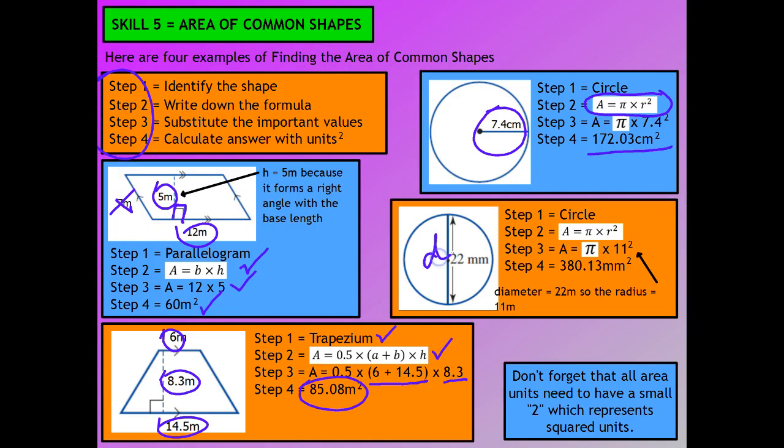In our last example with a circle, we've got a bit of a problem because 22 millimeters is actually the diameter because it's going all the way across the circle, but our formula wants the radius. The diameter equals 22 millimeters, then the radius equals 11 millimeters. We need to halve that value. So, area equals pi times 11 squared, which gives 380.13 millimeters squared. Don't forget that all area units need to have the squared symbol at the end. And we're done. Splash!